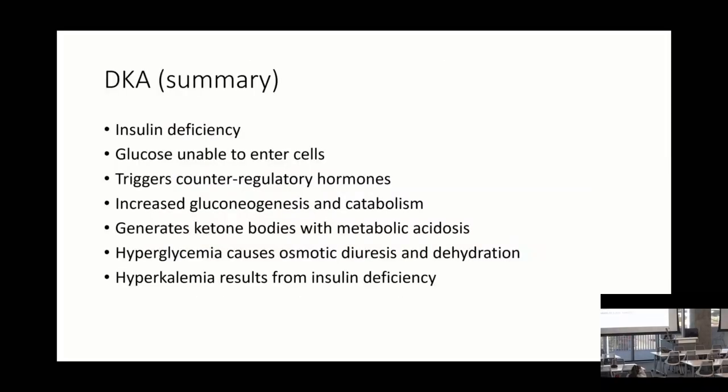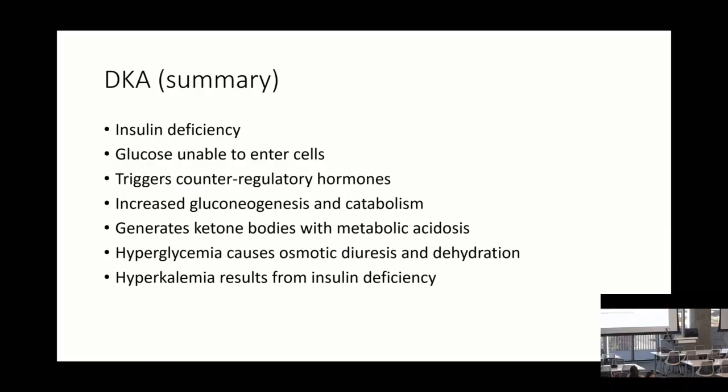So in summary for DKA, there's insulin deficiency. Glucose is unable to enter the cells. So this triggers counter-regulatory hormones. We can talk about that later, but things like glucagon, cortisol, growth hormone are some counter-regulatory hormones that try to mobilize glucose. So increased gluconeogenesis and catabolism results in ketone bodies and metabolic acidosis.